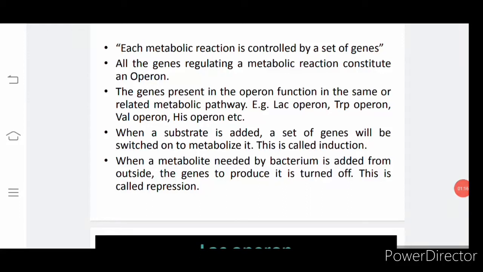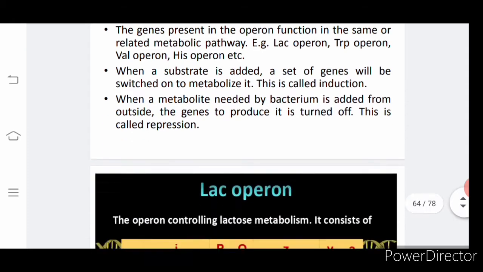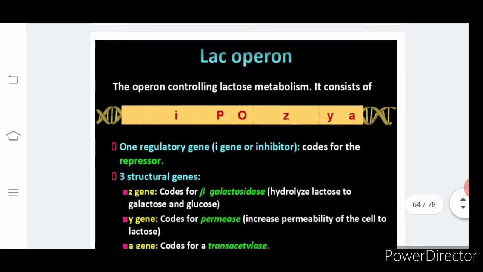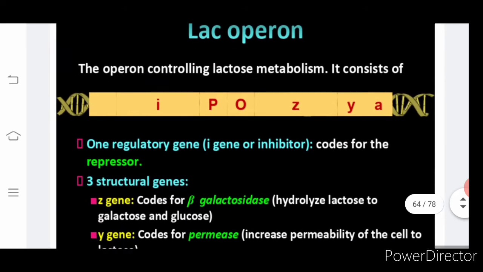When substrate is added, a set of genes will be switched on to metabolize it. This switching on process is called induction. When the metabolite needed by the bacterium is added from outside, the gene to produce it is turned off. If there is no need, the operon is turned off. This is called repression. So an operon can be induced or it can be repressed.